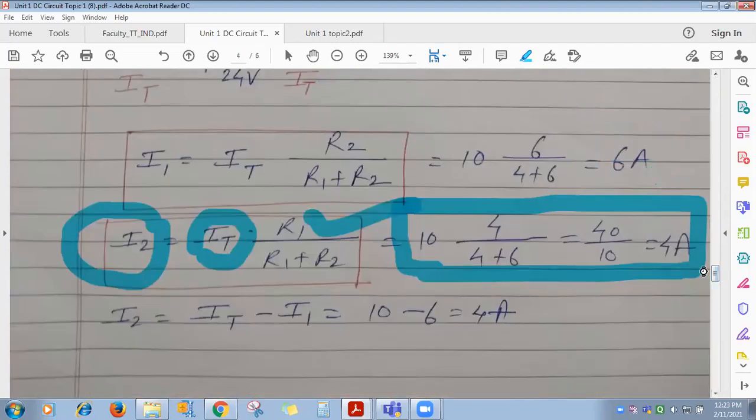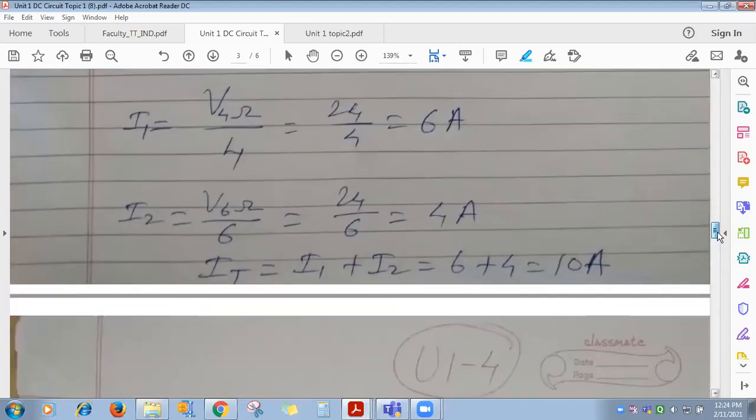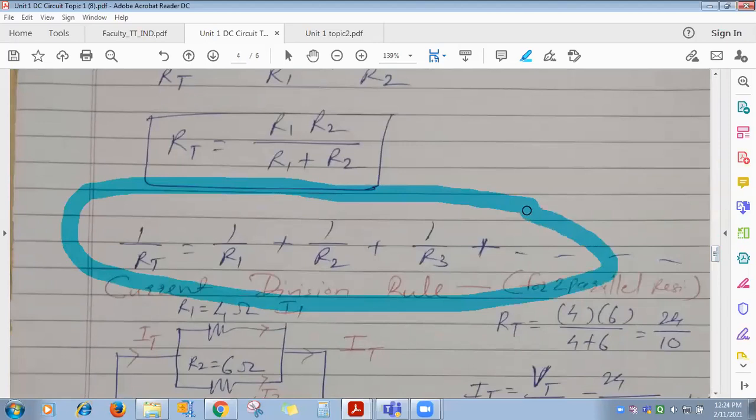What is the formula? I1 is equal to I total, and in the numerator only, keep in your mind, don't make a mistake over here. If you are finding I1, then R2 is there, not R1. That is the only difference. Okay. So like this the current division rule you can apply. And when the resistances are connected in parallel, which formula do we use to find the equivalent resistance? 1 by R equivalent or 1 by R total is equal to 1 by R1 plus 1 by R2, and so on.